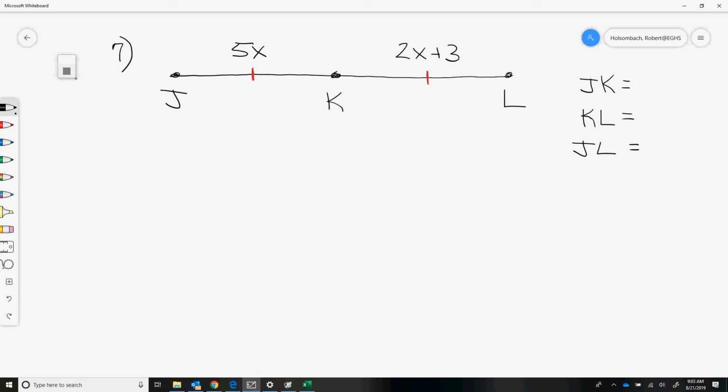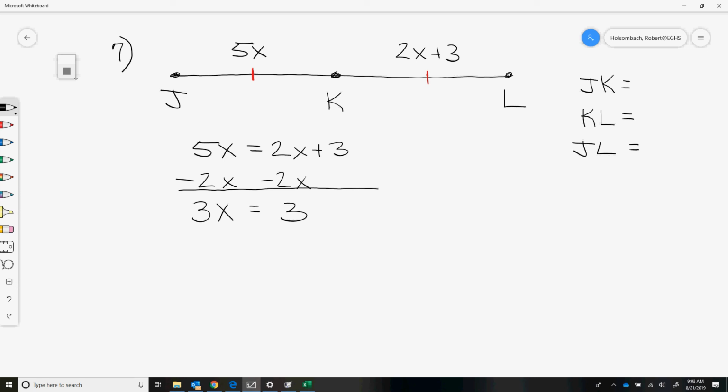So if K is the midpoint and it's in the middle, then the segments are equal to each other. So 5x is going to equal 2x plus 3. Going to subtract 2x from each side. So 3x is equal to positive 3. And then you can divide by 3. X is going to be equal to 1.